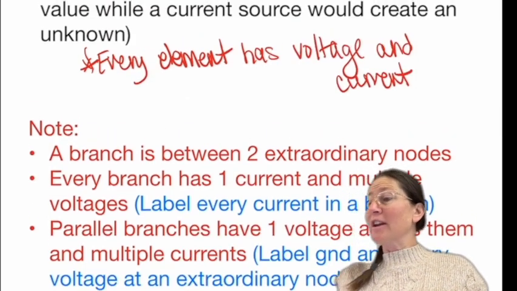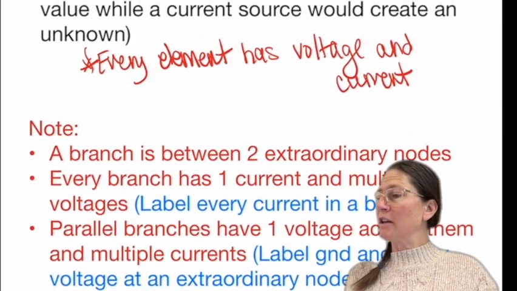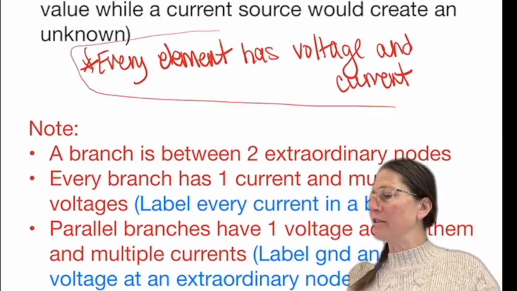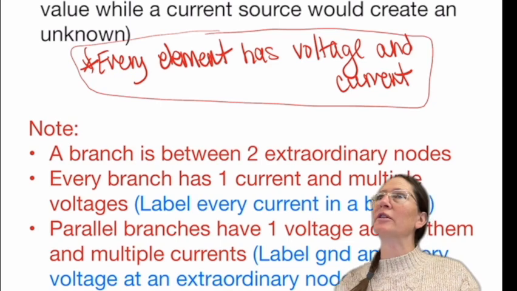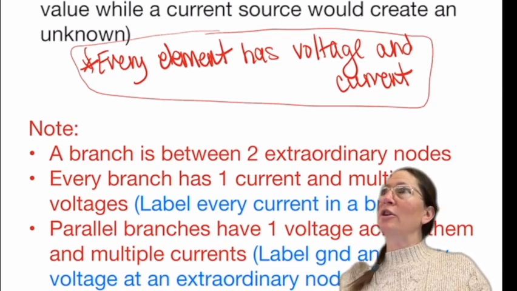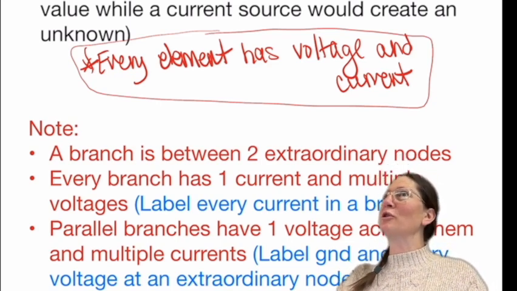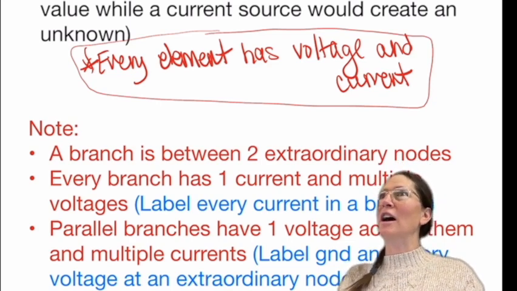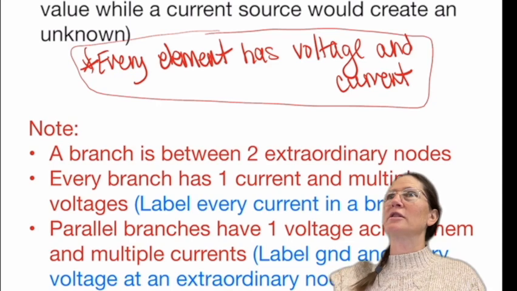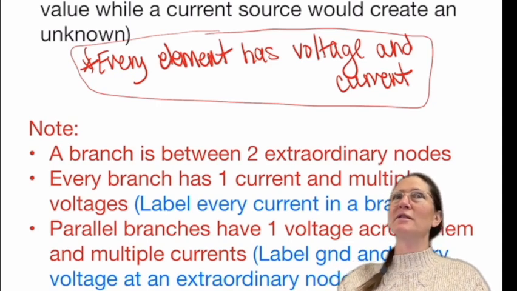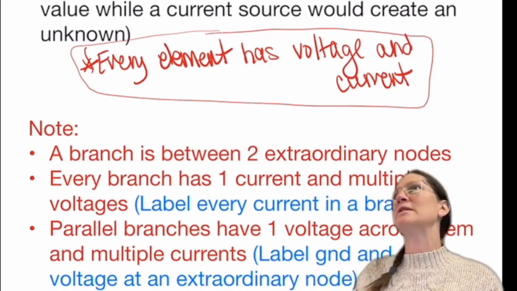Every element, another one to make sure you understand, is that every element has voltage and current across it. So if you have a current source and there's no voltage labeled, it still has a voltage across it. So make sure you understand that; that seems to be the one that most students miss.